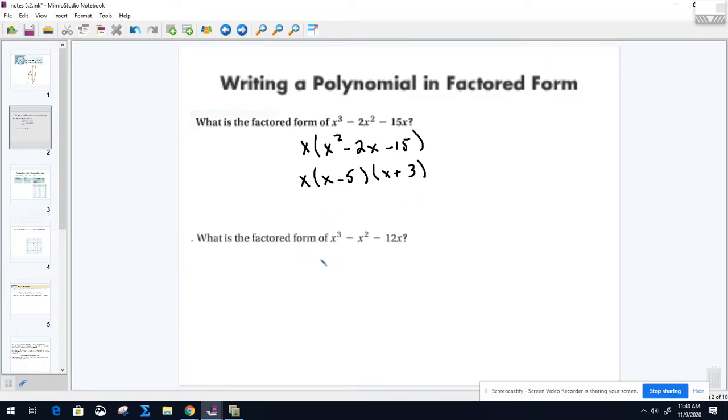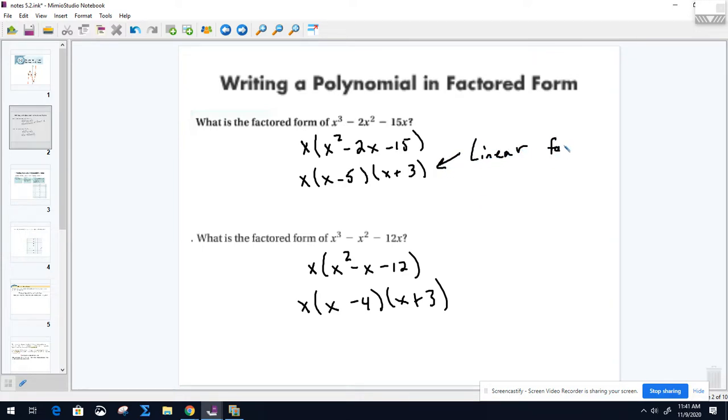This one, same thing. I'm going to take an x out. It will leave me with x squared minus x minus 12. And I'm looking for two numbers that multiply to negative 12 and add to negative 1. So it would be x minus 4, x plus 3. And this is important because these are called linear factors. Okay? These are called linear factors.